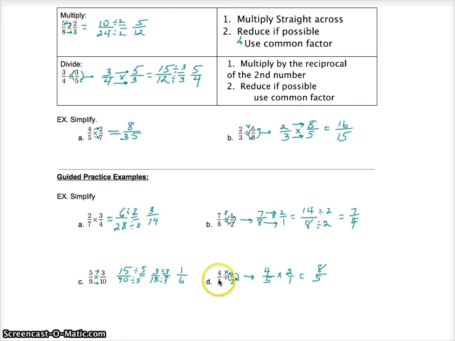And for part D, I have 4/5 divided by 1/2. I can't divide, so I multiply by its reciprocal. And that gives me 4/5 times 2/1, equals 8 over 5, which cannot be reduced anymore. So those are my answers. So remember, multiply straight across and reduce by a common factor, or multiply by the reciprocal of the second number and then reduce if possible.